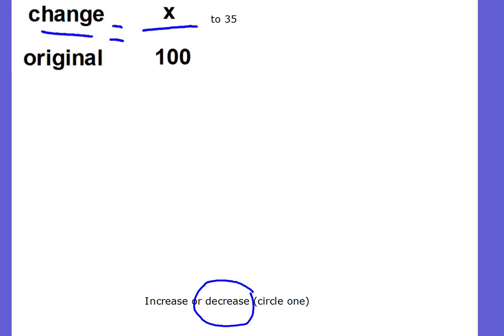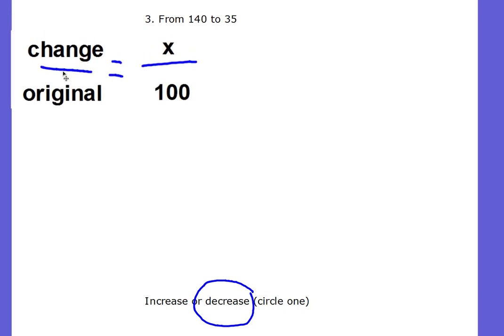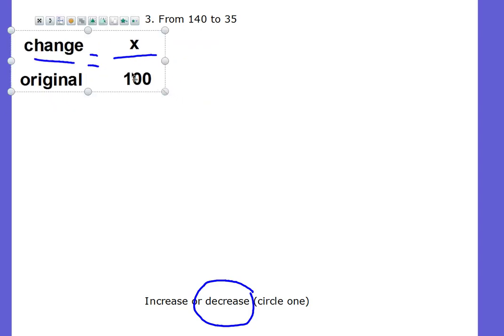For example number 3, I have going from 140 to 35. Was this an increase or a decrease? Go ahead and circle that. Since I was going from 140 to 35, that went down. That means it was a decrease. And again, I'm going to be using the same exact proportion that I did for the other ones because I don't know my percent this time.